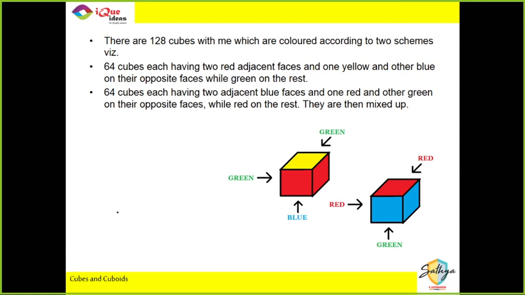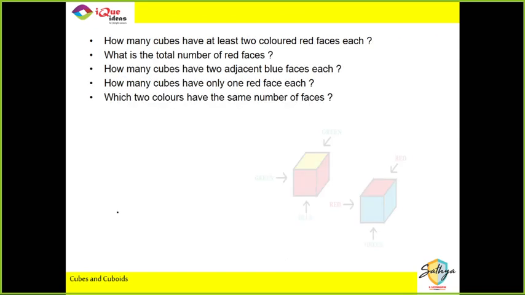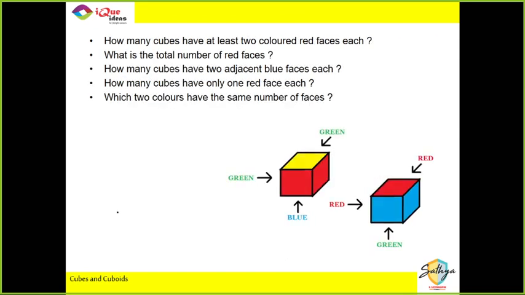So, questions. How many cubes have at least two red faces each? In the first type also there are two red faces. In the second type also there are two red faces. So all 128 pieces have a minimum of two red each. Simple. Total number of red faces, कितने हैं?